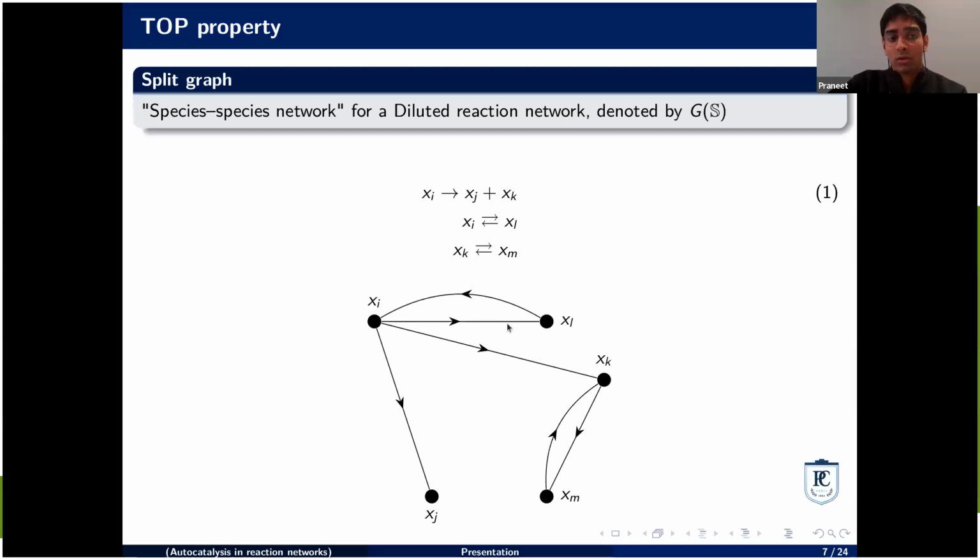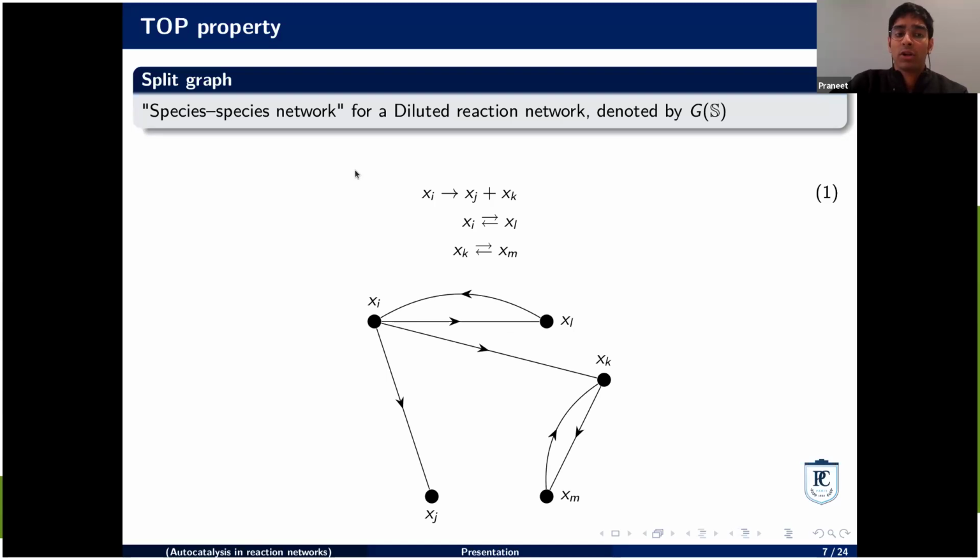Then moving forward, we describe such a system. So this example has three reactions: xi giving xj plus xk, xi reversibly going to xl, and xk reversibly going to xm. This is a diluted reaction network, because all the reactions have a single reactant, so it follows the three criteria that were there in the previous slide.